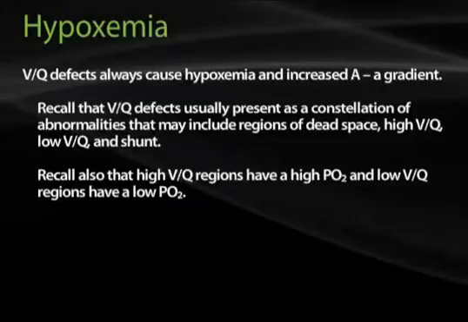VQ defects always cause hypoxemia and an increased AA gradient. They're probably the most common cause of hypoxemia. Remember that a VQ defect is usually present as a constellation of abnormalities that may include regions of dead space, high VQ, low VQ, and shunt. Recall also that high VQ regions have a high PO2 and low VQ regions have a low PO2, but the high VQ regions can't compensate for the low VQ regions because of the curvilinear shape of the oxygen-hemoglobin dissociation curve.